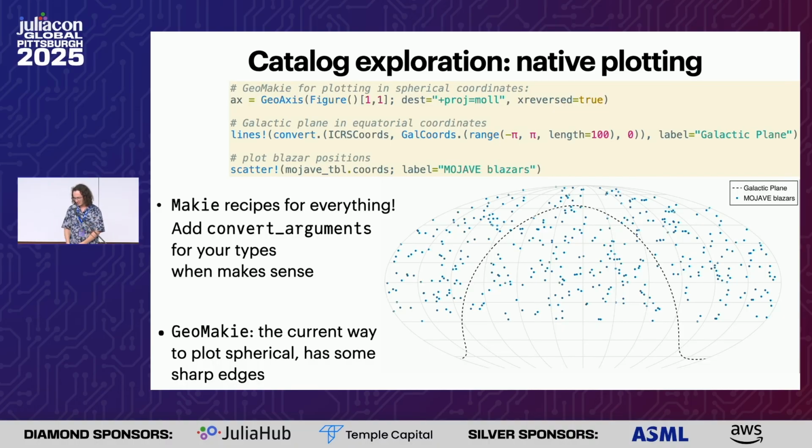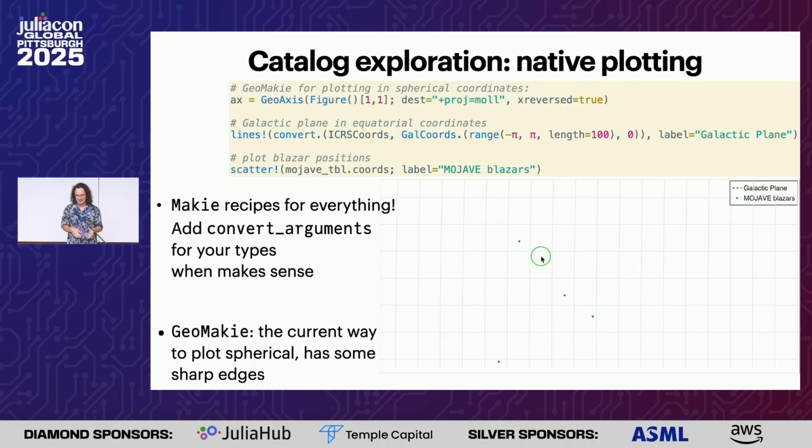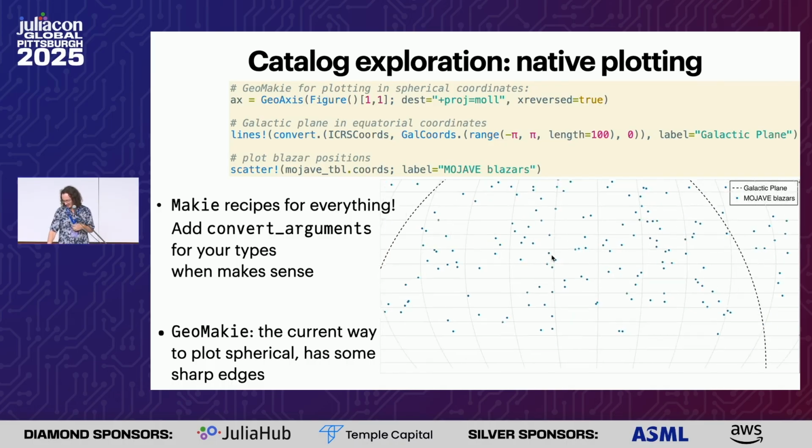And for source catalogs, this is a great example of how, if you have a type that makes sense to plot at all, you just add convert arguments for Makie. It can be easily done in your package extensions. GeoMakie is just the current way in Makie to plot in spherical coordinates. It has some sharp edges, but for lines and scatter plots, it works pretty consistently in my experience. And of course, given that it's Makie, you can explore the plot and zoom in. It's very seamless. Nothing extra is needed. This is built into Makie.